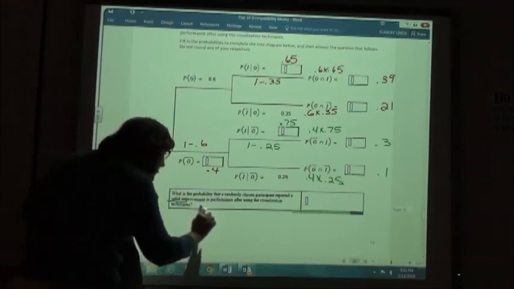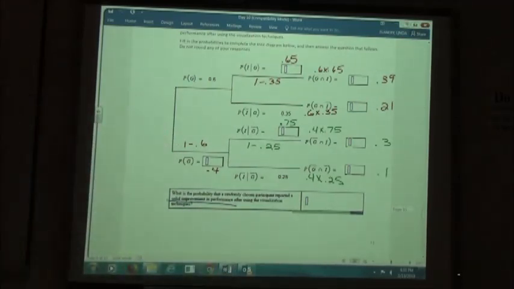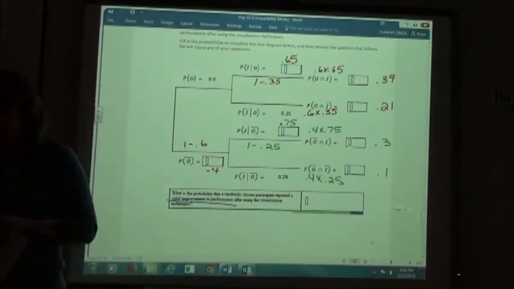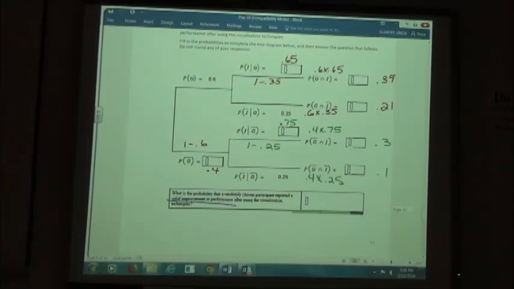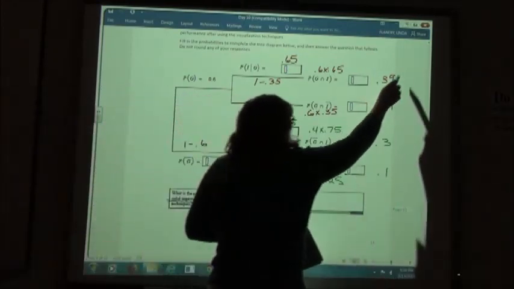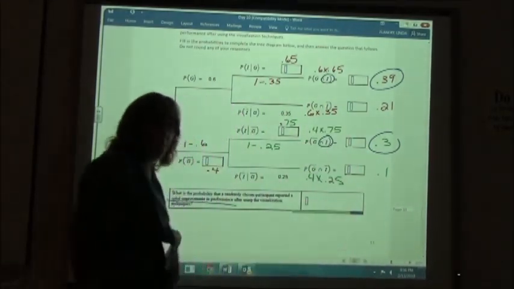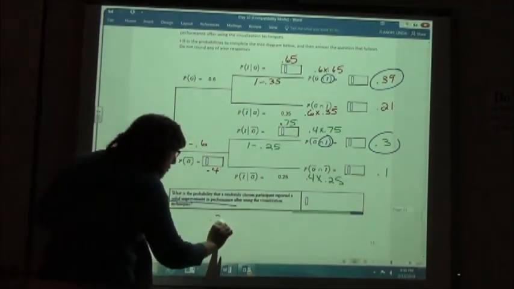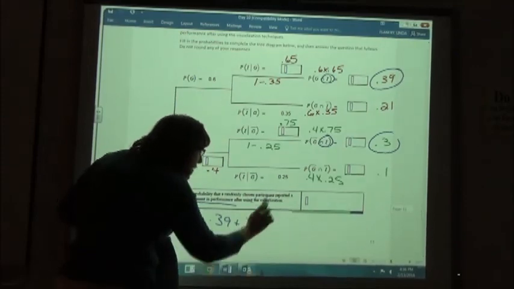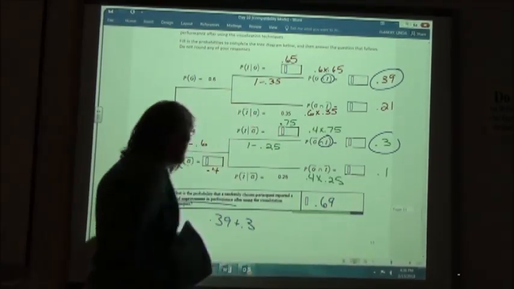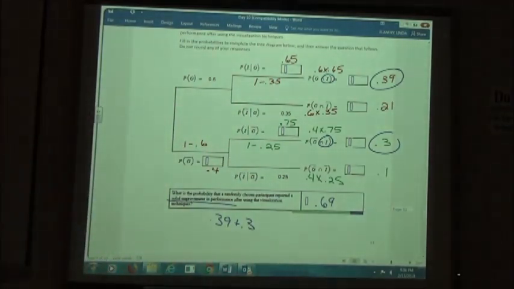Now that I have my table filled out, what is the probability that a randomly chosen participant reported a solid improvement after using the visualization techniques? So which one's improved? What numbers are we going to use? 0.39 and the 0.3, those both improved, right? So 0.39 plus 0.3 would give us 0.69 when I add those together, right?